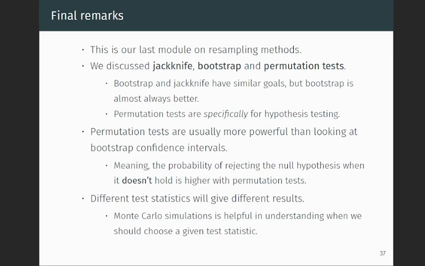And then the last remark is that different test statistics will give different results. And Monte Carlo simulations, which we studied before, in the module on resampling methods, are a helpful way of understanding when we should choose a given test statistic, right? So you could simulate data, compare a bunch of test statistics, and see which one is more powerful or more robust to outliers or whatever statistical property you want your test statistic to have.